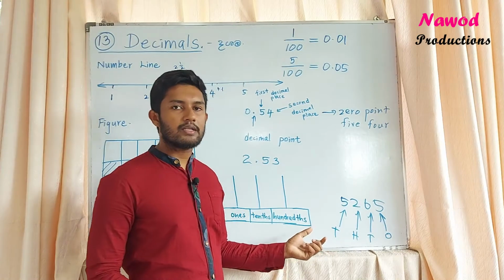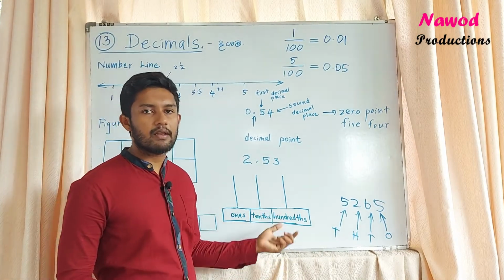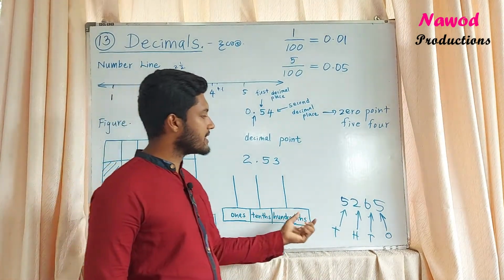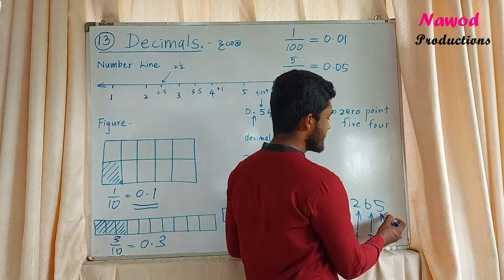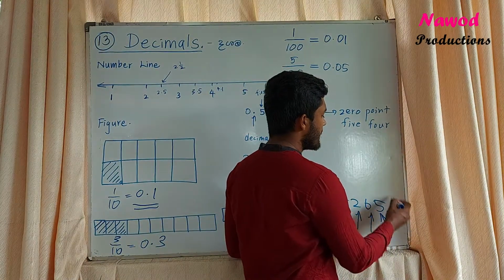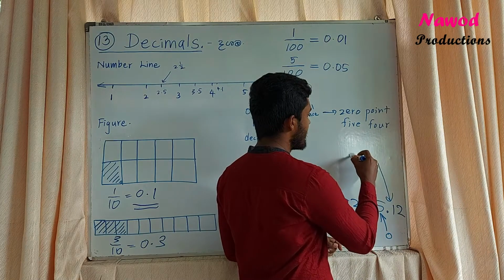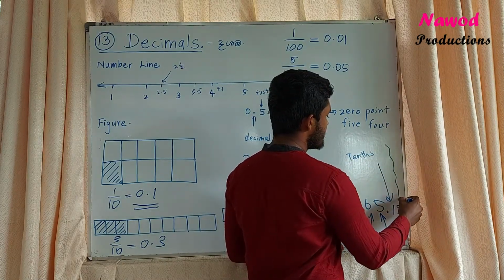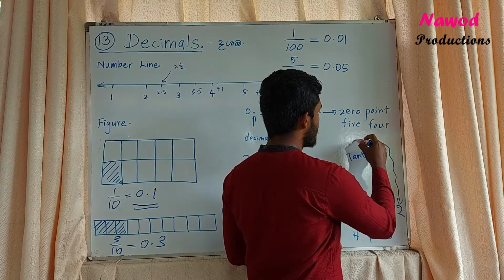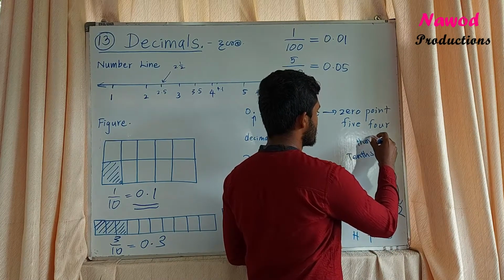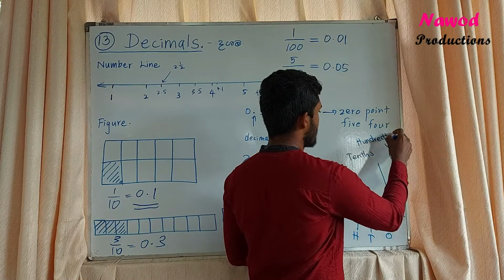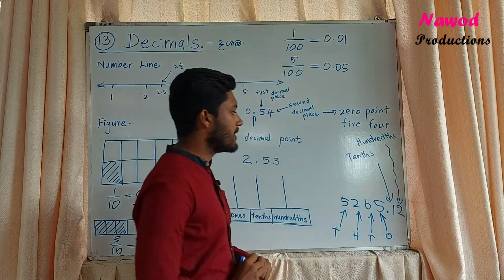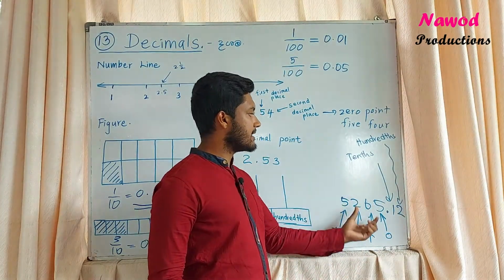But dear students, when considering these decimal values, after the decimal point, if you consider here 1, 2, this is the place of tenths. If you have this one, 2, this is the place of hundredths. Yes, likewise we can name the places.